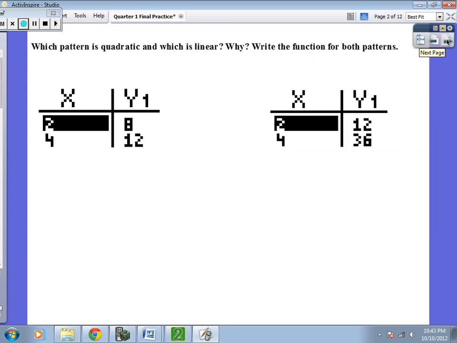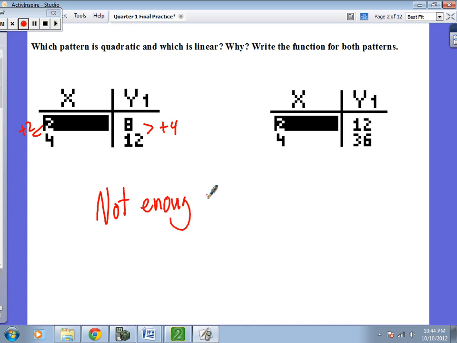Which pattern is quadratic? Which one's linear? Why? Write the function for both. Okay, these are a little different. Now, 8 to 12, that went up 4. 2 to 4, that went up 2. And you stare and sit and think for a while, but what I want you to write is not enough info for either of them. Not enough info, because I know you added 4 here, but what is going to happen next?